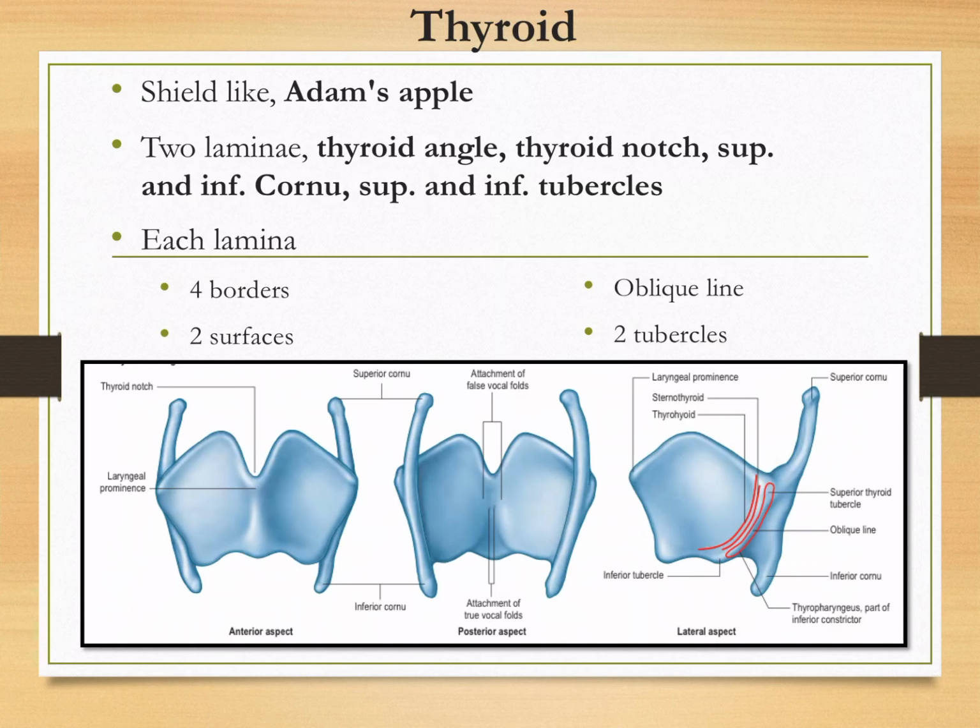Now if you look at the lateral aspect of the thyroid cartilage, you also see that the posterior border goes up as a superior horn or superior cornu, and goes down as an inferior horn or inferior cornu. And just ahead of the posterior border on the lateral aspect, you have the superior and the inferior thyroid tubercles, and they're joined by a ridge that is known as the oblique line. Okay, have a look at the diagram. So each lamina consists of four borders, two surfaces, that is outer and inner, two tubercles, and the oblique line that I've already mentioned. Let's go and have a look at the attachments.